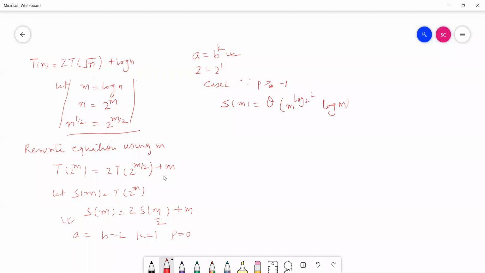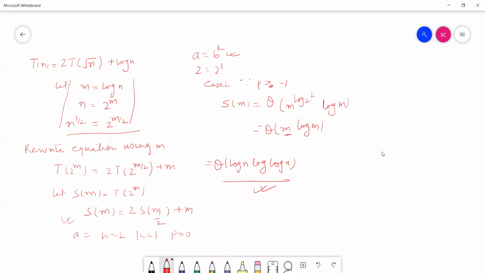So it is equal to theta of m log n. Now simply substitute the value of m here. So the value of m is log n. So it is theta of log n log log n. Is this clear? Yes, sir.